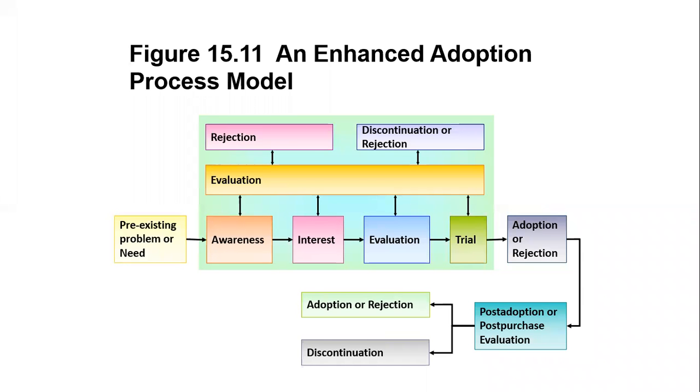Now, if you see what happens overall, a pre-existing problem or need comes up. In the evaluation process, there will be awareness, interest, evaluation, and trial, which we have already seen. In this, there might be a rejection after the evaluation at any point of time, or discontinuation or rejection at any time. It might happen after trial also. If everything is a success, adoption or rejection will happen. Once adoption has happened, post-adoption or post-purchase evaluation comes into the picture.